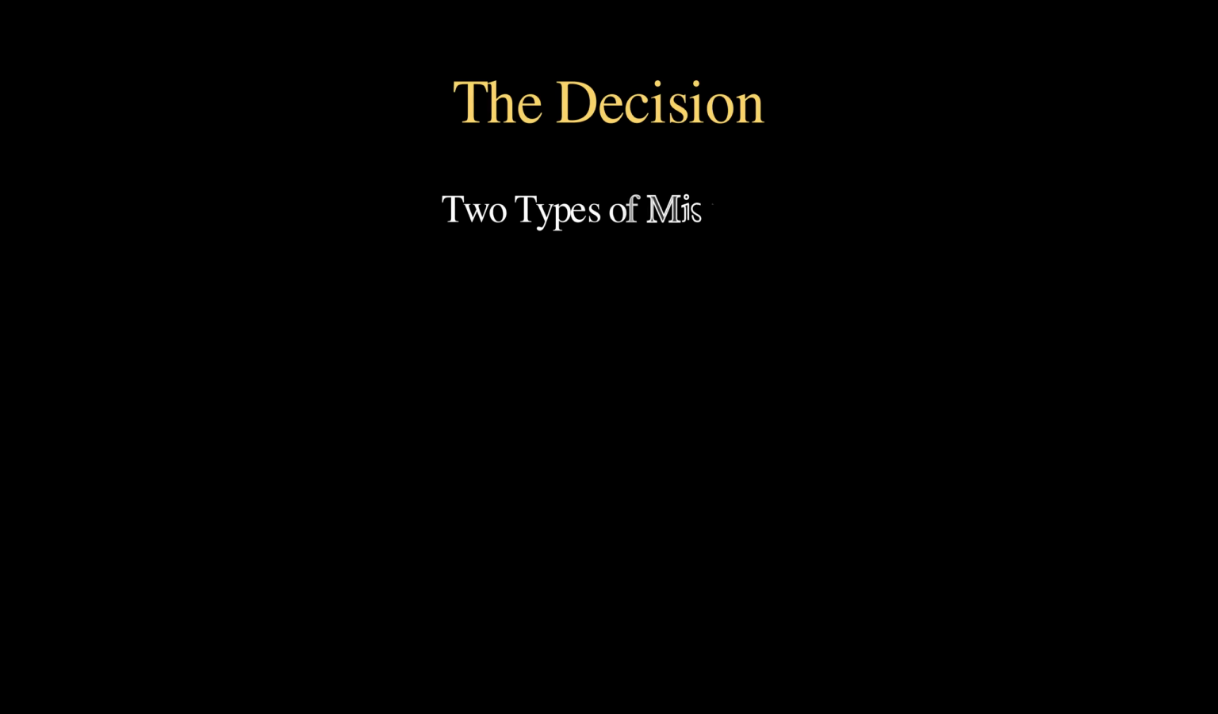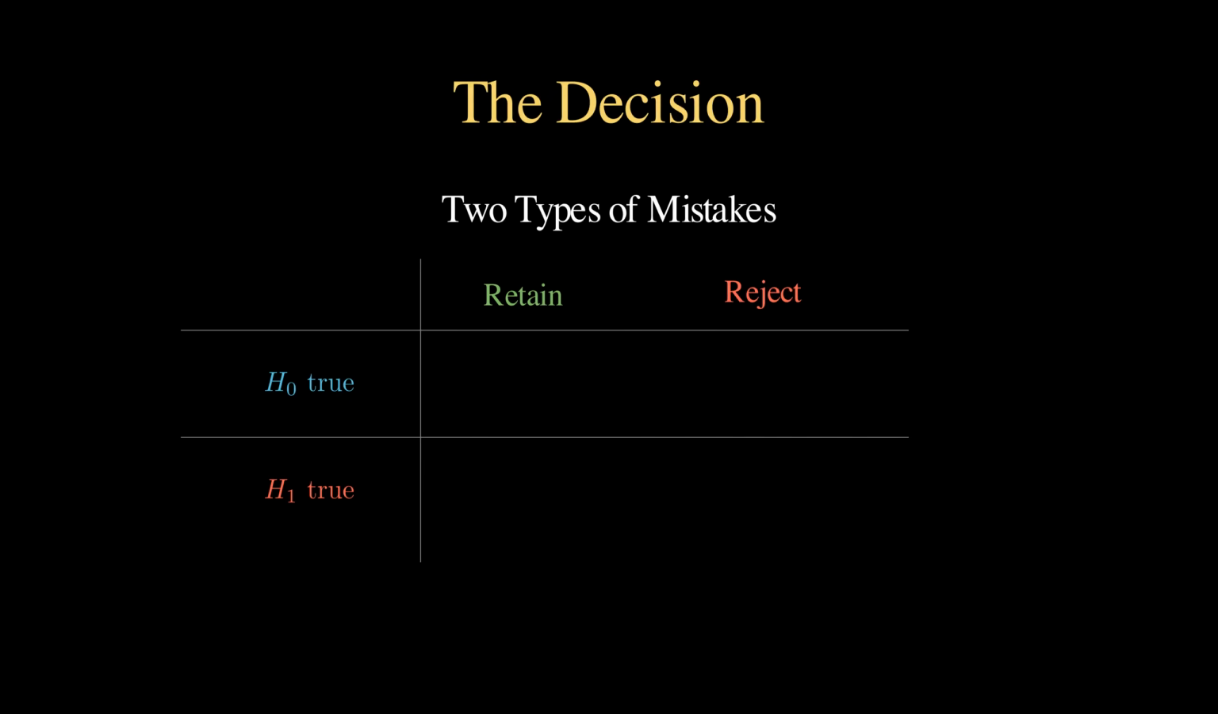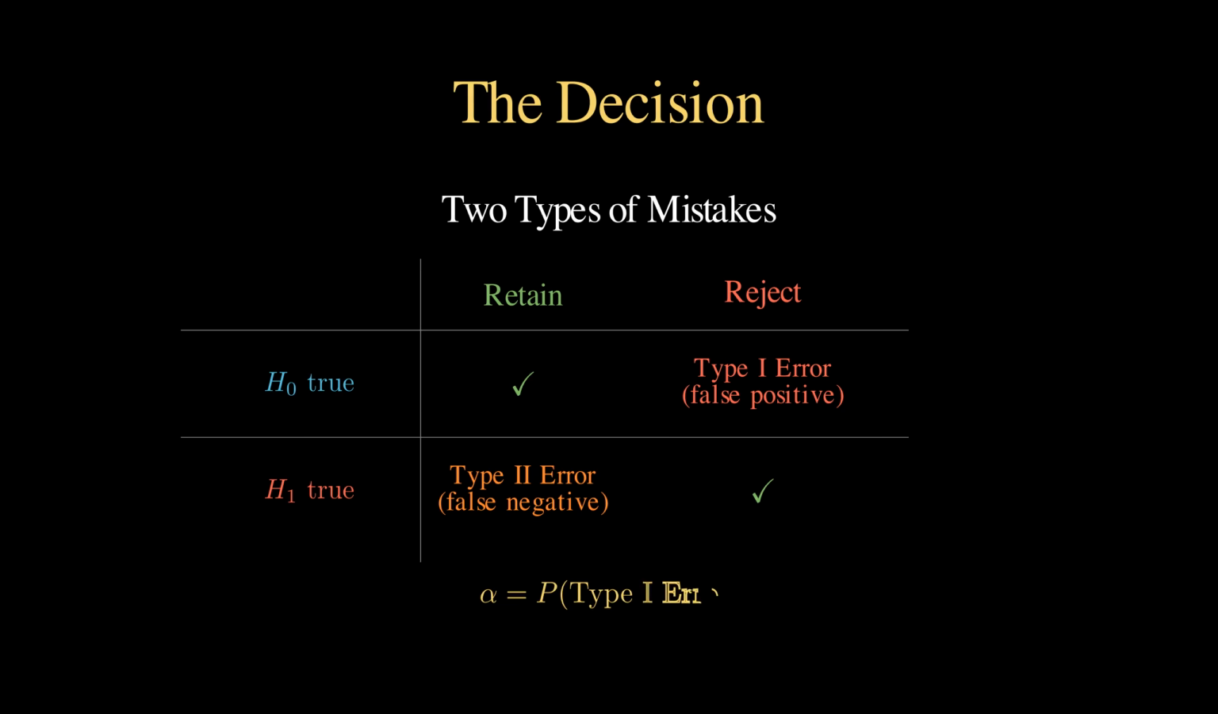But here's the thing, you can always be wrong. If H0 is actually true and you reject it anyway, that's a type 1 error, a false positive. If H1 is true, but you fail to reject H0, that's a type 2 error, a false negative. Alpha controls the type 1 error rate. It's the probability of convicting an innocent null hypothesis.